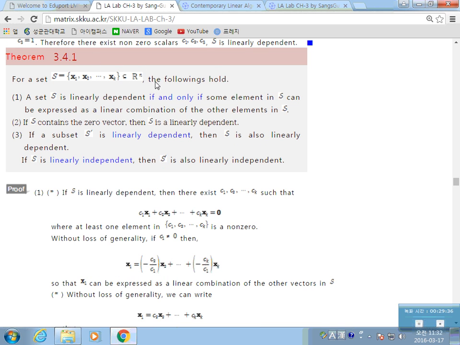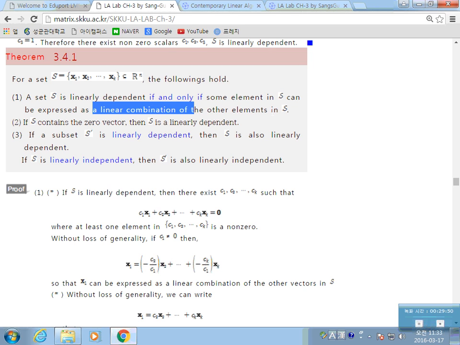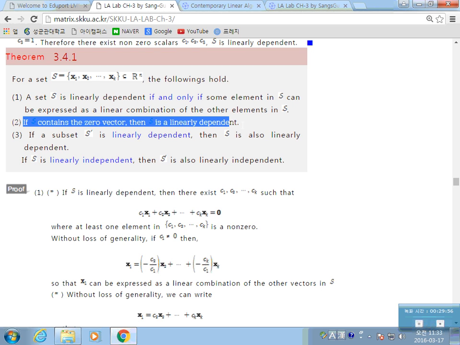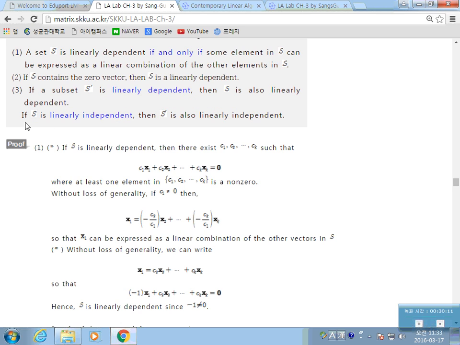We can write a theorem with the information that we have developed so far. Let S be a subset of Rn, then the following hold. S is linearly dependent if and only if some element in S can be expressed as a linear combination of the other elements in S. If S contains the zero vector, then S is linearly dependent. If a set S' is linearly dependent, then S is also linearly dependent. And if S is linearly independent, then S' is also linearly independent.